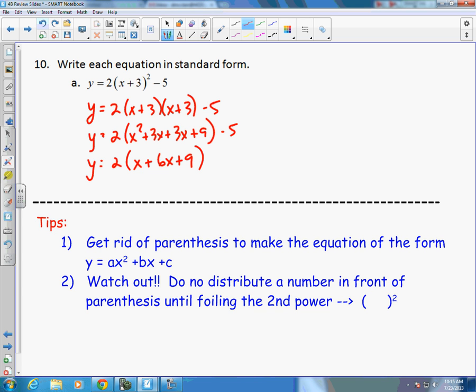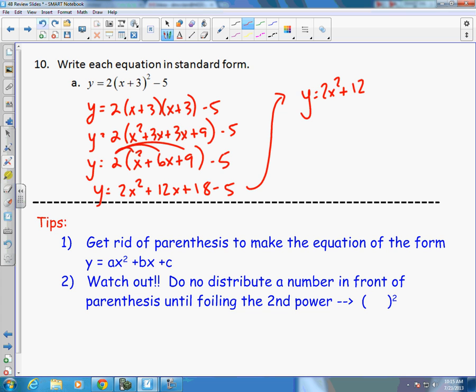Now, at this point, I've taken care of the exponents. Now I can distribute that 2 and get rid of these parentheses. So y equals 2x squared plus 12x plus 18 minus 5. And then the last thing I have to do is just combine my like terms. I only have 2 like terms, the constants, right here.